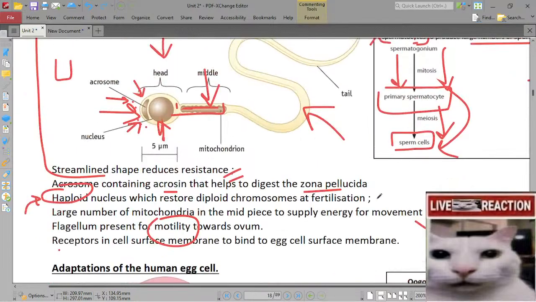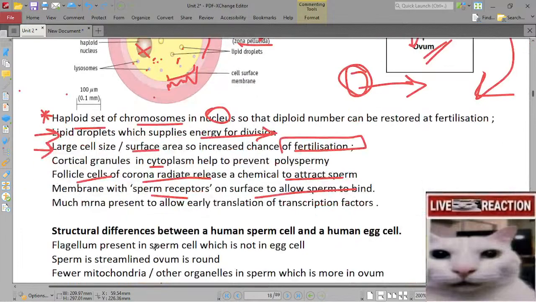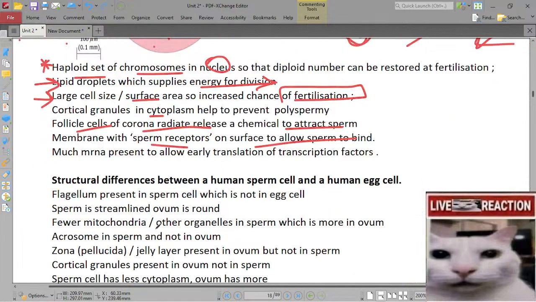This is also what we saw over here. Okay. Stored mRNA present to allow early translation of transcription factors. So in its DNA, there's wait, what? How do you already have mRNA present? I guess you, okay. Okay, that makes sense, I guess.